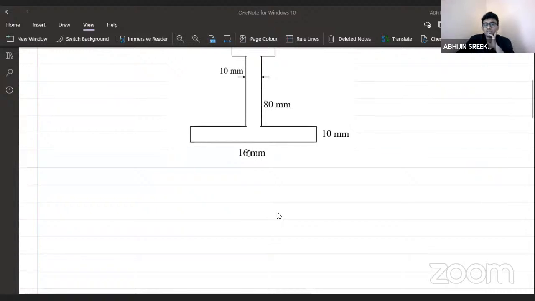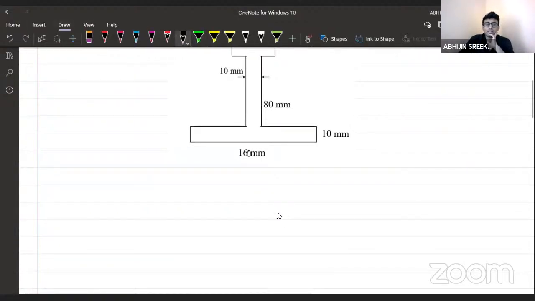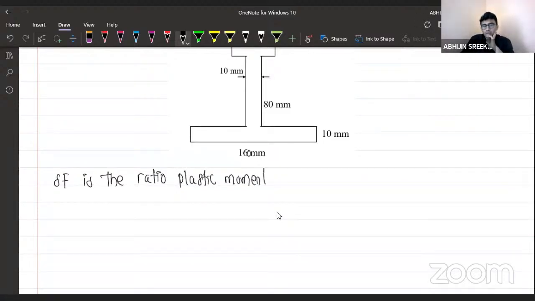Those who don't know what shape factor is, I can give you a brief idea about that, so that it will help you a lot in the examination. What is shape factor? Shape factor is the ratio of plastic moment to yield moment.